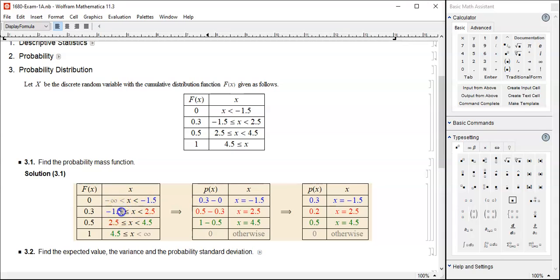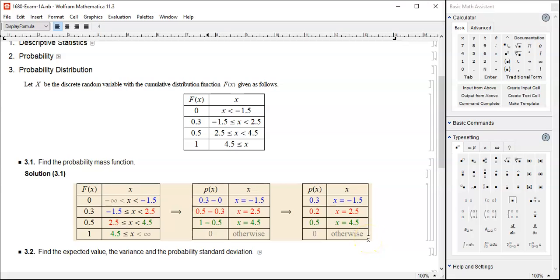At -1.5, these two are common, right? We subtract. So we get probability mass of 0.3. 2.5 is common in the second and third intervals. We subtract. And then we have the probability mass. 4.5 is common in the third and fourth intervals. We subtract. And that gives you the third probability mass, and otherwise 0. And there goes my probability mass function.